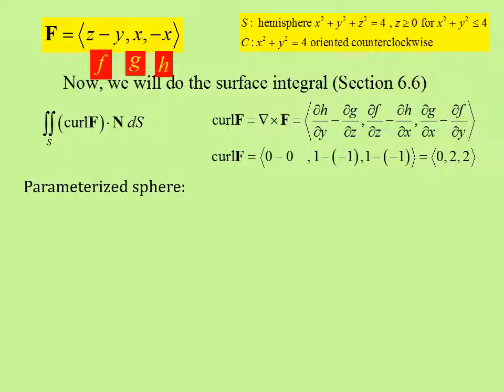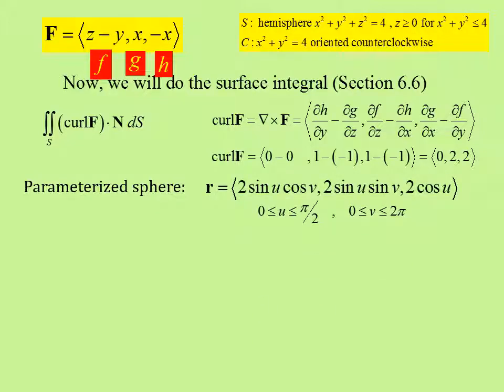And we parameterize our sphere like this. Now, the u's and v's are just traditional. You can probably recognize from spherical coordinates that the u is our phi and the v is our theta from spherical coordinates. However, since we only want the top half of the sphere, we're using u to go from 0 to pi over 2.